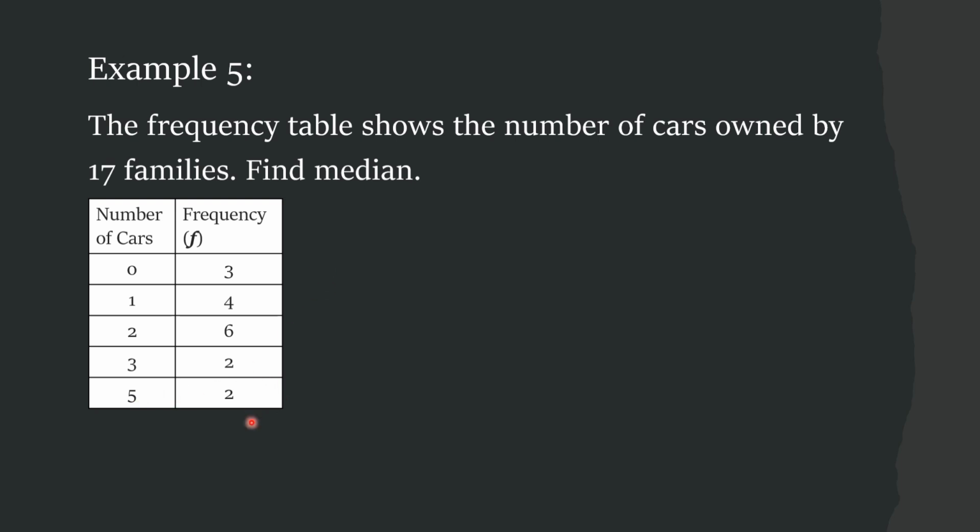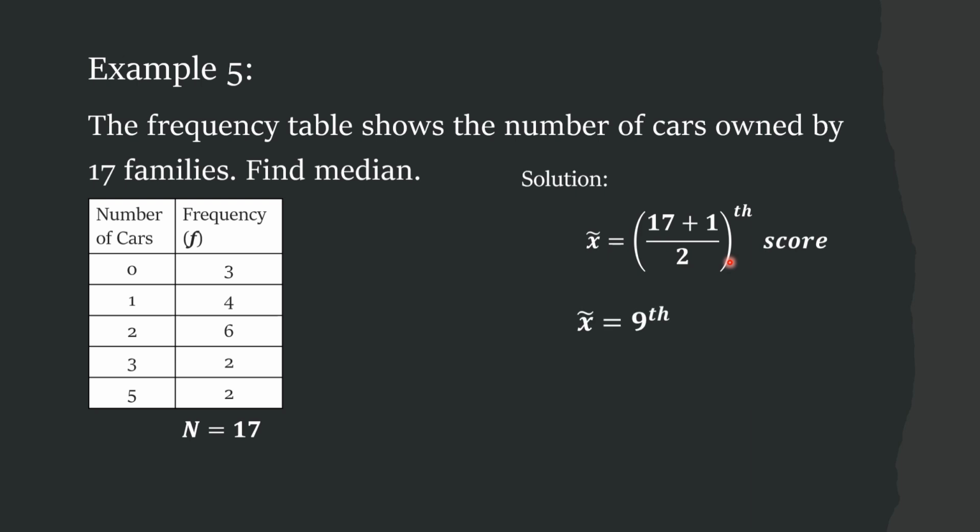Find the median. First, let's get the total frequencies. Let's check if there are 17 families by adding all the frequencies in this column. 3 plus 4, 7 plus 6, 13 plus 2, 15 plus 2, 17. So n is 17. Substituting this to the formula of the median, x tilde is equal to 17 plus 1 all over 2. So this is the position of the median. This is the 9th score.